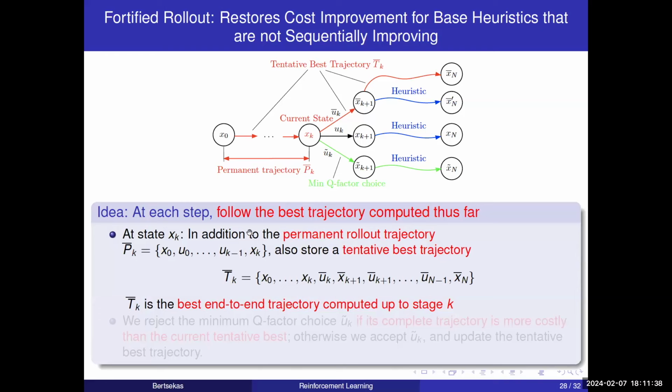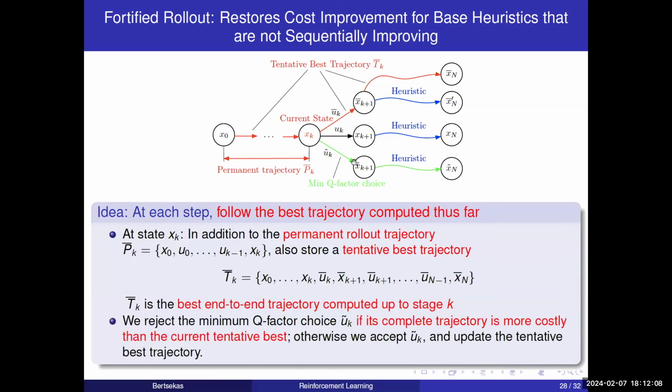So at a state xk, in addition to the permanent rollout trajectory, from x0 to xk, which are decisions that we've already committed to online, so this is a part of the permanent trajectory, we also store the tentative best trajectory, which in this diagram is given by this trajectory here. Then if rollout does its look ahead at state xk, suppose this state here corresponds to the minimum q factor.